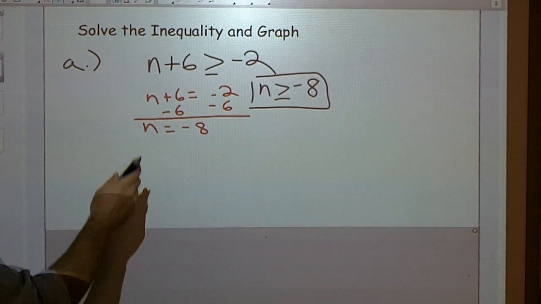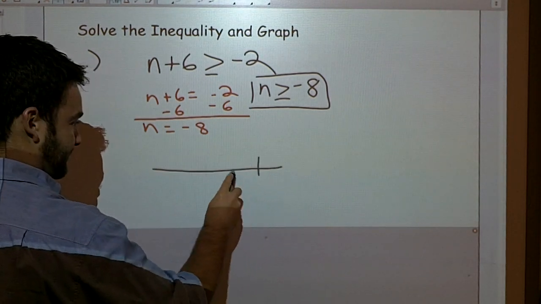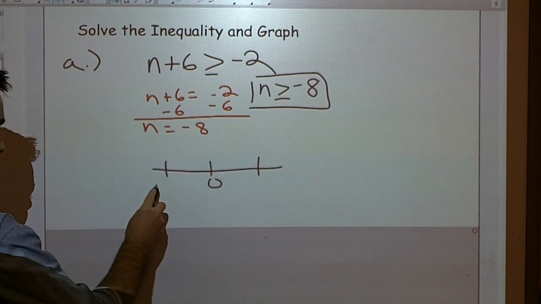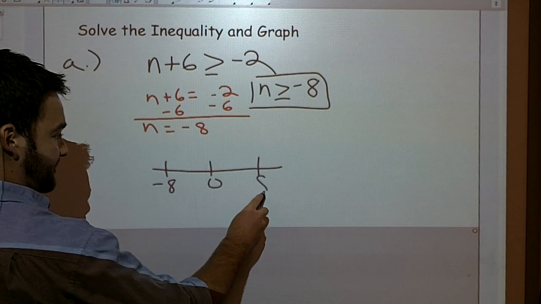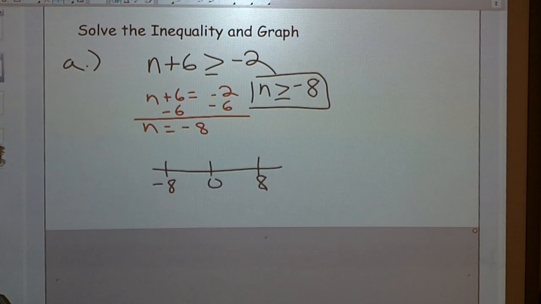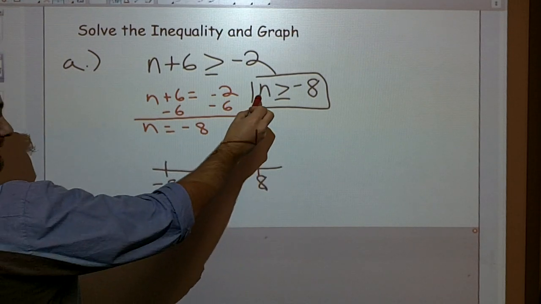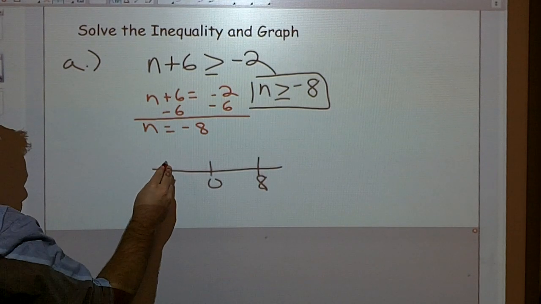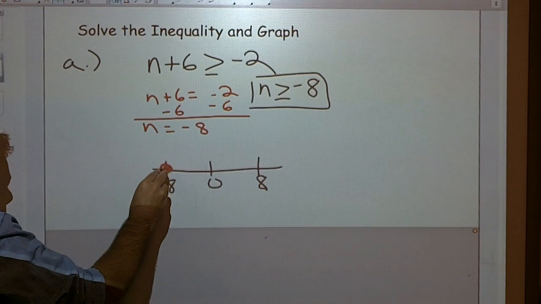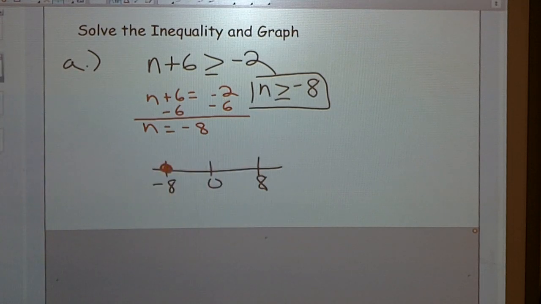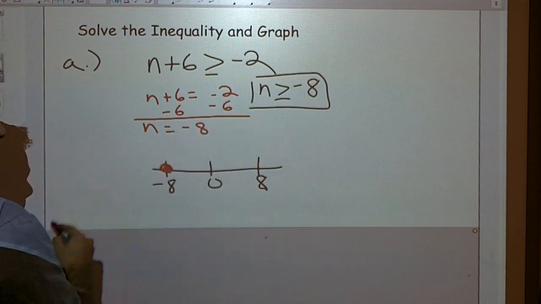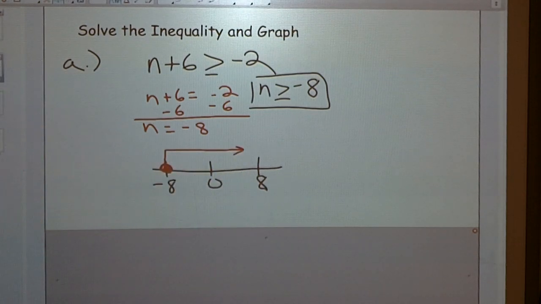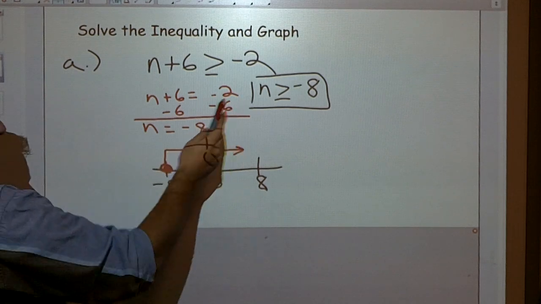The last step here says to graph it. Again, we can do this really simple 3-part graph where we plot 0, our number, negative 8, and the opposite, positive 8. This is all values of n that are greater than or equal to negative 8. So we've got a closed circle on negative 8 since it's greater than or equal to. And since it is all that are greater, our arrow is just going to go this way. So this is our graph, this is our solution.